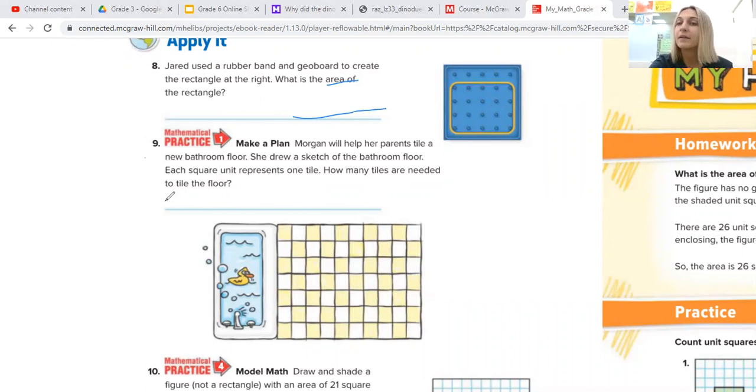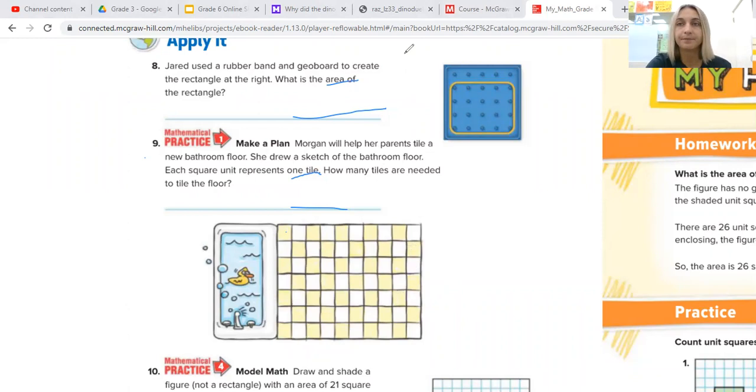Now, number 9 is the one where we're going to have a different label. Let's see why. Teacher Morgan will help her parents tile a new bathroom floor. She drew a sketch, here's your sketch, of the bathroom floor. Each square unit represents 1 tile. How many tiles are needed to tile the floor? So you need to find the area and you need a label. It's not going to be the same label as this. It's going to be what they're asking you, how many they need of.